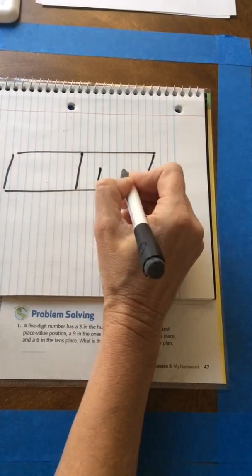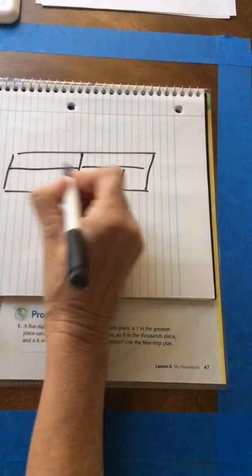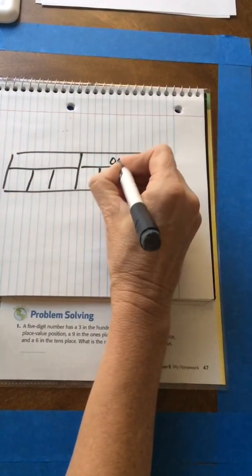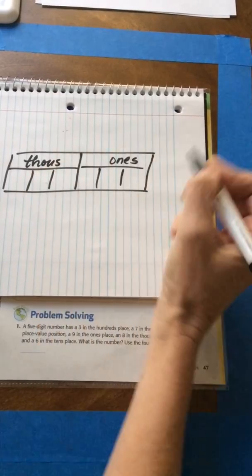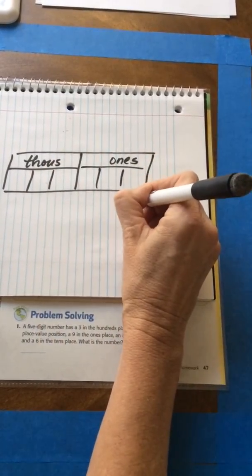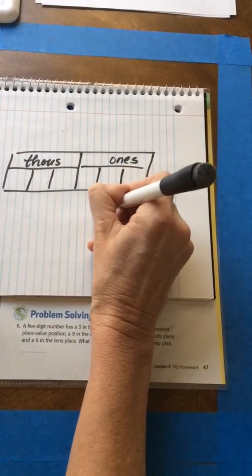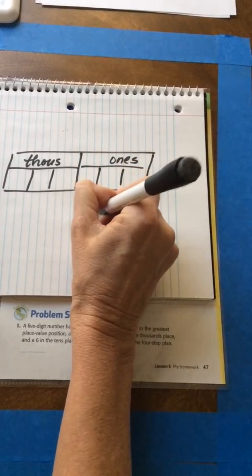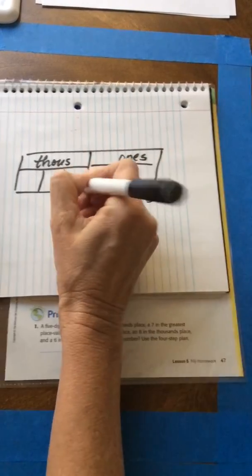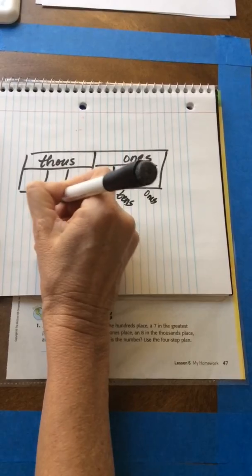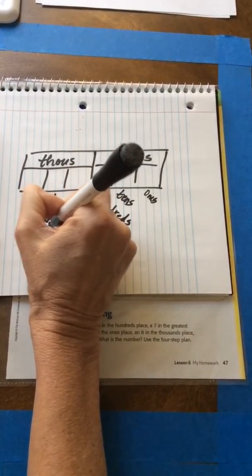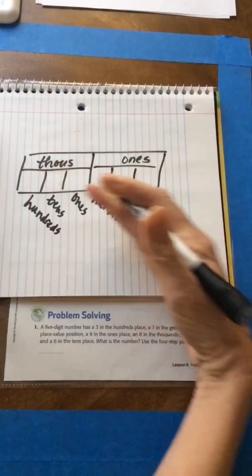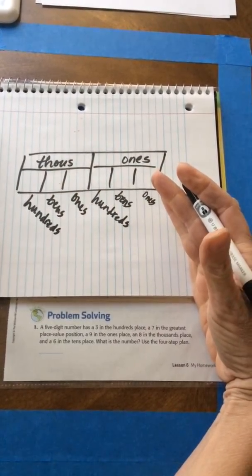There's 3 digits for each period. This is the ones. This is the thousands. And then you have the ones, tens, hundreds. Ones, tens, hundreds. Now I'm being messy here, but you've got the idea. Your chart doesn't have to be fancy, okay?